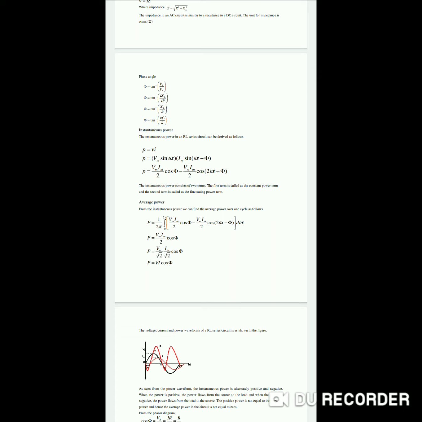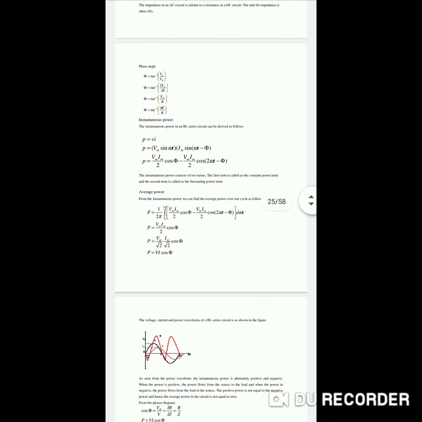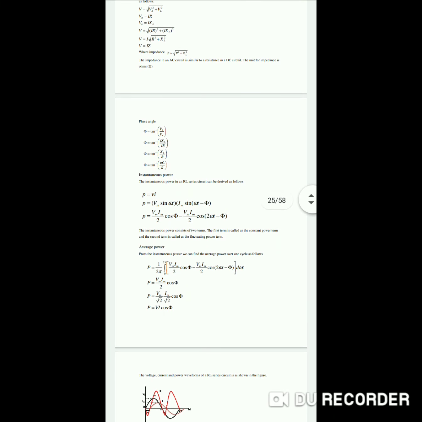Vm Im divided by 2 can be written as Vm by root 2 into Im by root 2 into cos phi. V is nothing but Vm divided by root 2, and I is nothing but Im divided by root 2. So your average power becomes P is equal to VI into cos phi.